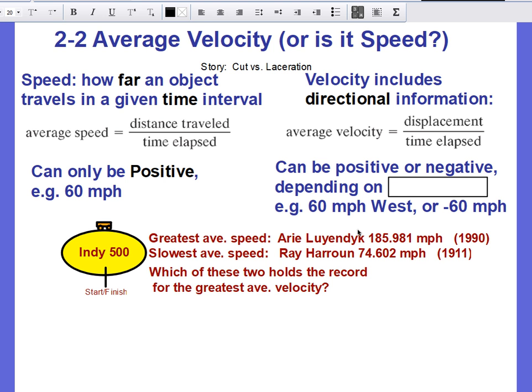Speed can only be positive. Velocity can be negative, depending on our coordinate system. So if we define westward to be negative and we're traveling west, we might say that we have a velocity of negative 60 miles per hour.